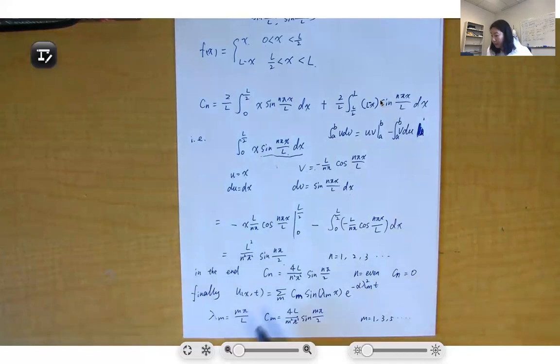The temperature as a function of space and time will be a linear combination of the infinite series, which includes the Fourier series part and also the exponential part, which is a function of time. And this is only the odd numbers, because for the even numbers the coefficient will be equal to 0. Then we can use MATLAB or another program you are familiar with to evaluate the solution, and see how the temperature of the rod is distributed as a function of time and space.